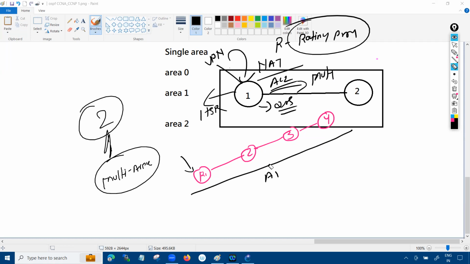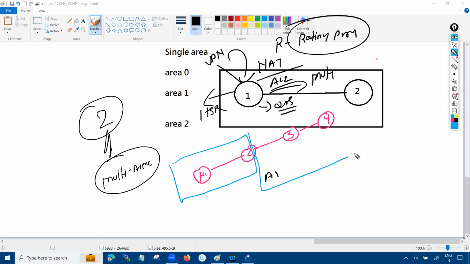So that's why, to reduce the overhead on the router side, what I can do is divide this into areas. I'll say that router 1 and router 2 will be one area, and from router 2 to this guy will be part of a different area. So I'll make this guy area number 1, and I'll make this guy area number 0. So in that case, what happened?